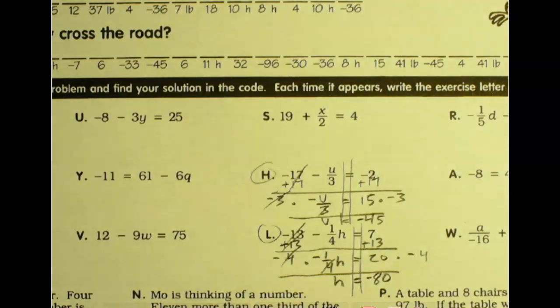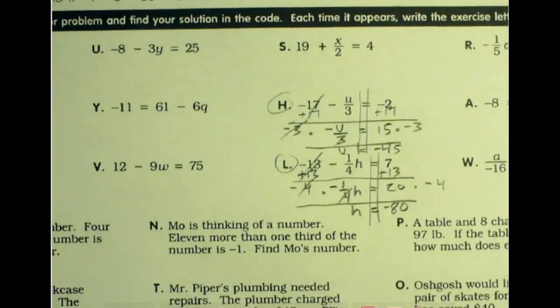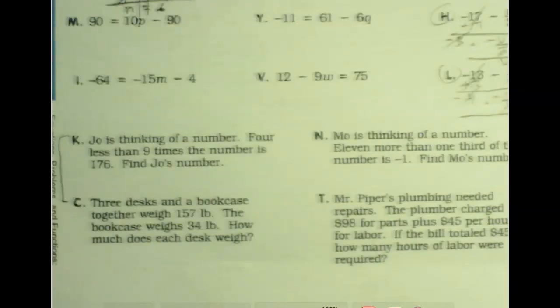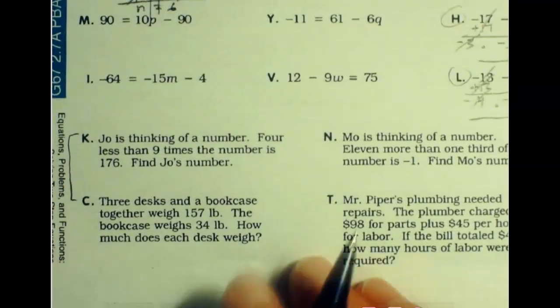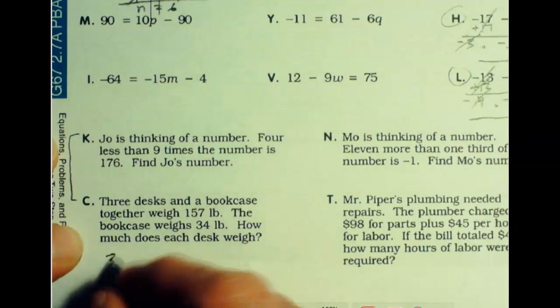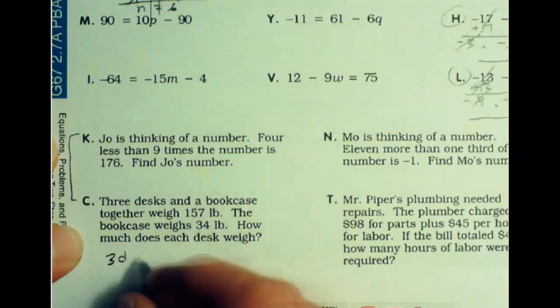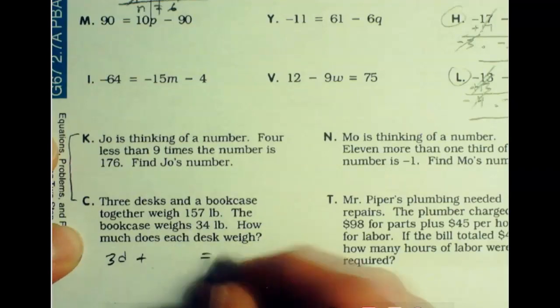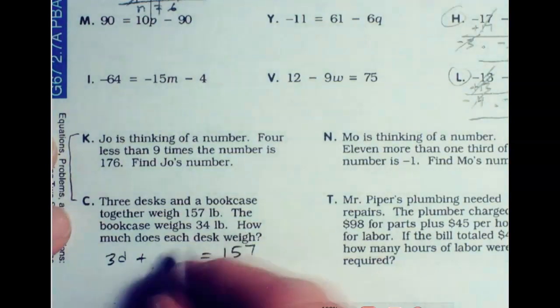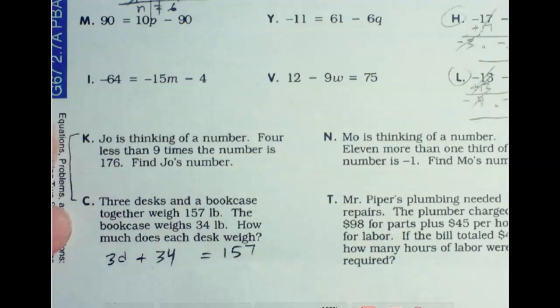All right, now let's take a look at a couple of the word problems. I think I'll scroll down to the bottom. It gives me a little more writing room. And let's look at C. You have to write your own equation for these. So 3 desks in a bookcase together weigh 157 pounds. So there's going to be 3 desks and a bookcase weigh 157 pounds. Now I put the plus there because I can see this 34, so the bookcase weighs 34 pounds. Equals 157 pounds. Okay, we can do this.